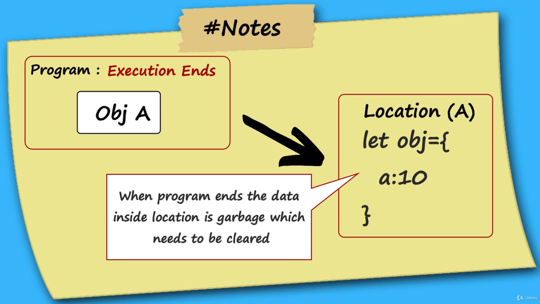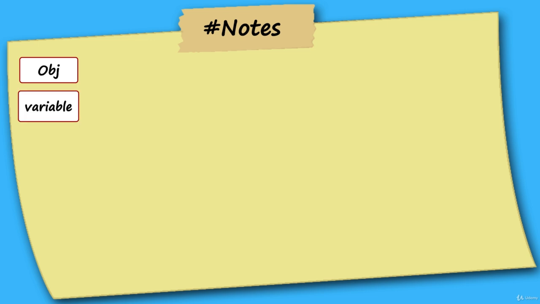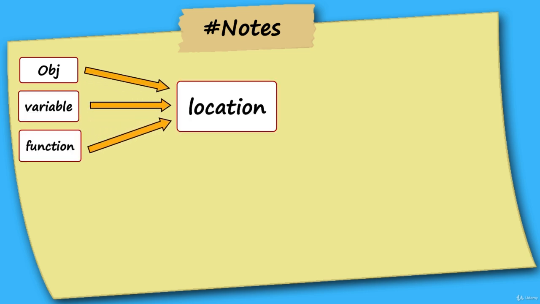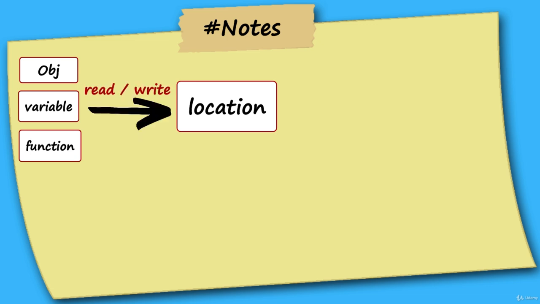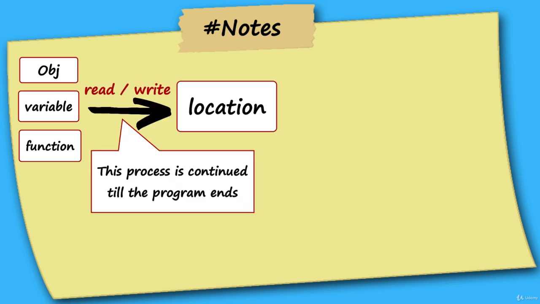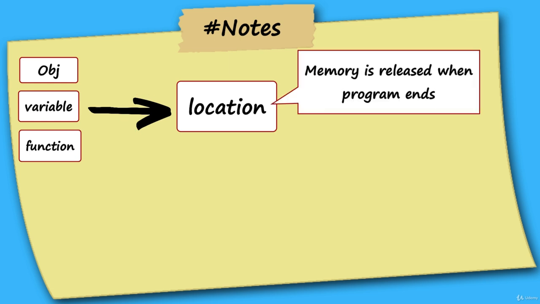Normal memory management or memory life cycle can be thought of like this. You have, let's say, an object, a variable or a function. There is an allocation of memory first. Then there might be some read-write process. This is a continuous process in fact till the program ends. And when the program ends, free these locations, releasing the memory.